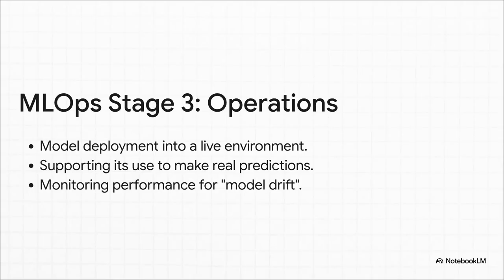And finally, we get to stage 3, the operations stage. This is it. The model goes live in the real world. But deploying the model isn't the end of the story, not even close. You have to constantly monitor its performance, looking out for something called model drift. See, the world changes, right? Customer habits change, so a model that was super accurate last year might be totally useless today. That's drift. And when you spot it, it's time to go back and retrain the model with new data.